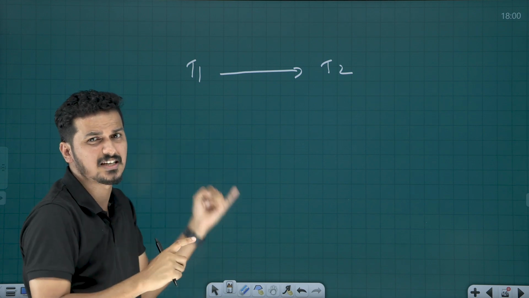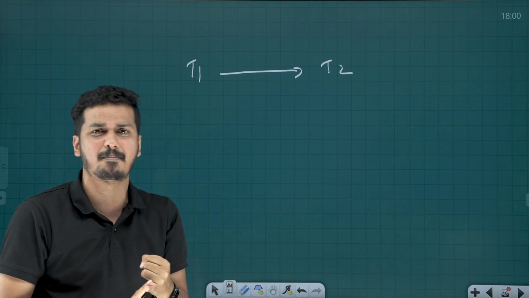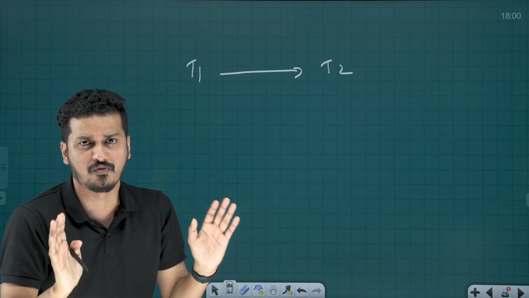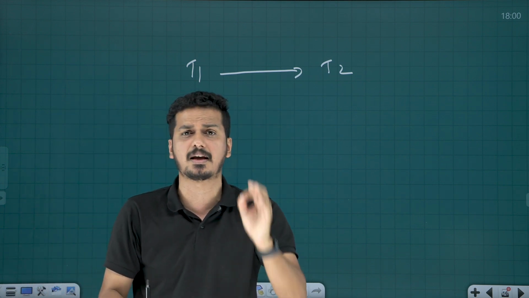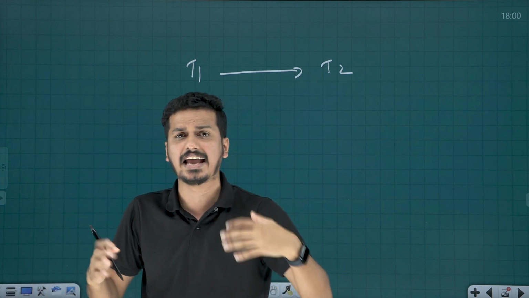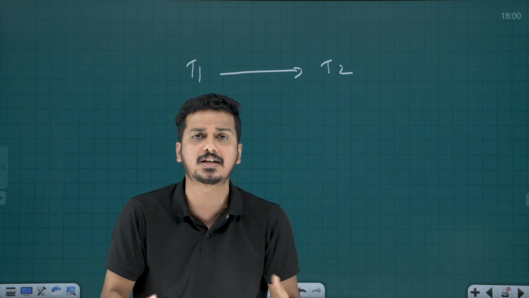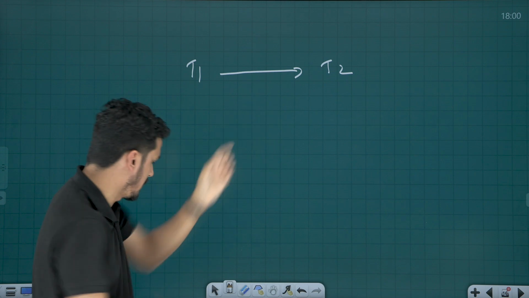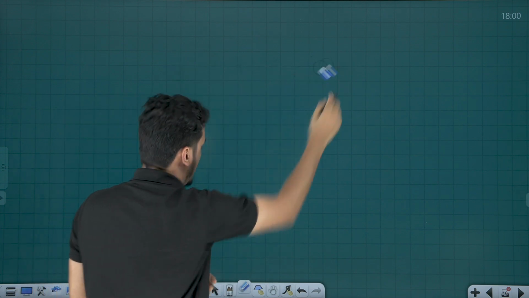That means for every 10 degree rise in temperature, the rate of reaction becomes almost double. That's the idea of temperature coefficient. Whenever you are increasing the temperature by 10 degrees Celsius, the entire reaction speed becomes almost double. So if you are changing T1 to T2, here we will do one example.